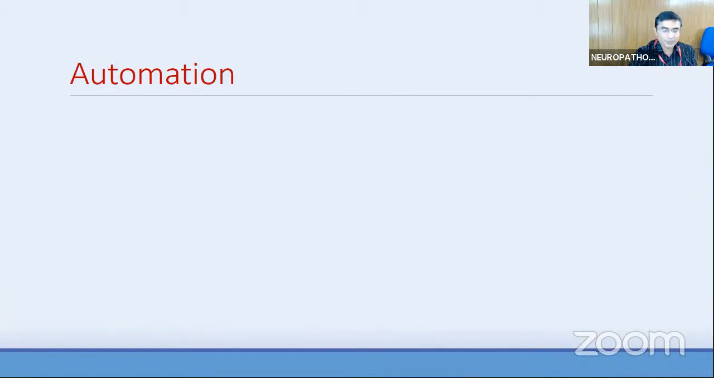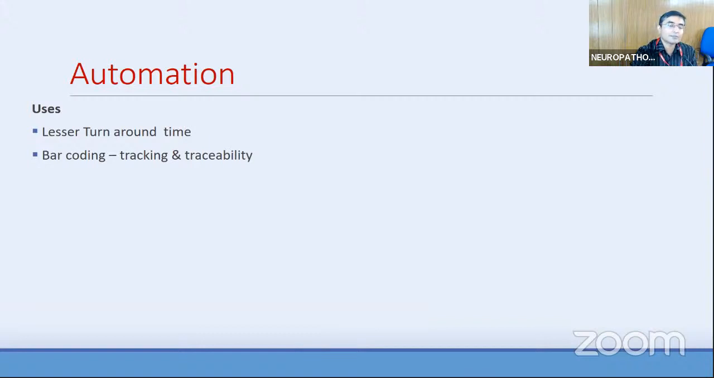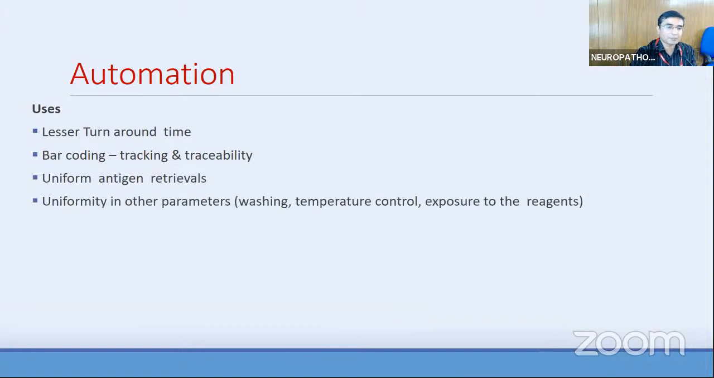Now, further, IHC has evolved. It has become more automated because it has to improve. We have to be better in our turnaround time and overcome errors like labeling errors and transcription errors. So barcoding is available with automation, tracking is better, traceability is better. Antigen retrieval will be uniform, so there is no fluctuation of temperature. There is uniform washing, control of temperature, and exposure to reagent.